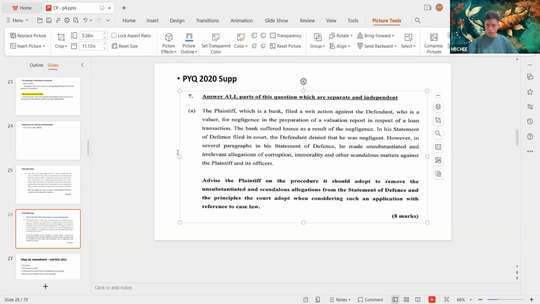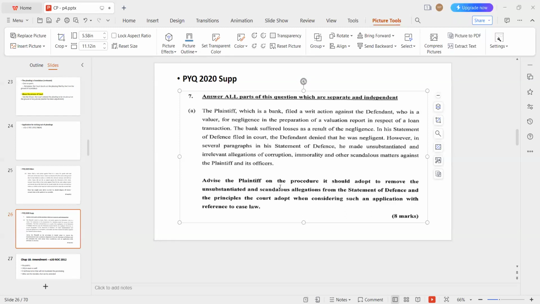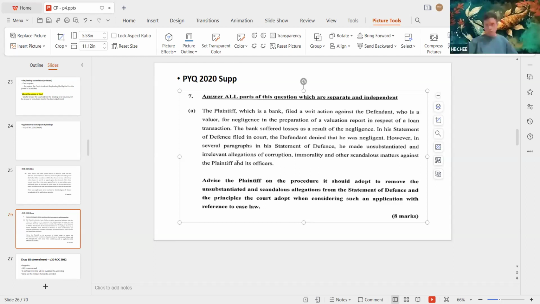It's unlikely to amend already, because the plaintiff wants to remove. So how come we want to advise the plaintiff? The only option for him is to amend. Yes, yes. Sometimes this is the tricky part, you know. My internet connection is not stable. Okay, sometimes this is how the question is trapped.